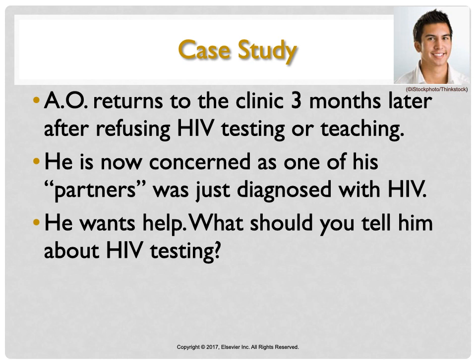He is now concerned as one of his partners was just diagnosed with HIV. He wants to help. What should you tell him about HIV testing? Well, HIV testing involves a small sample of blood or oral fluid for HIV-specific antibodies. It's important that you work together.